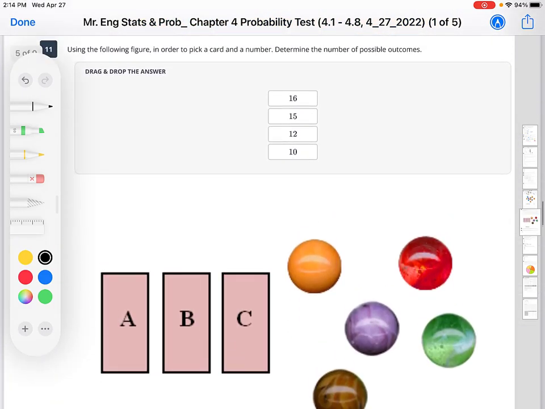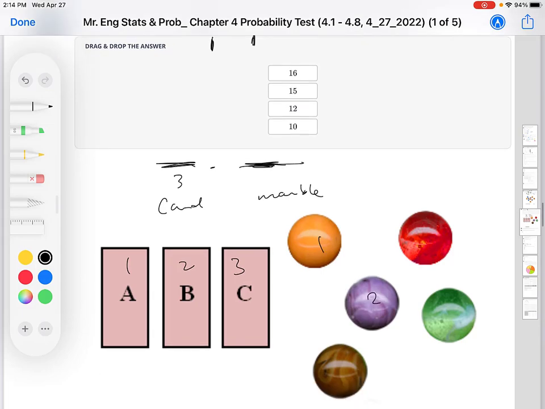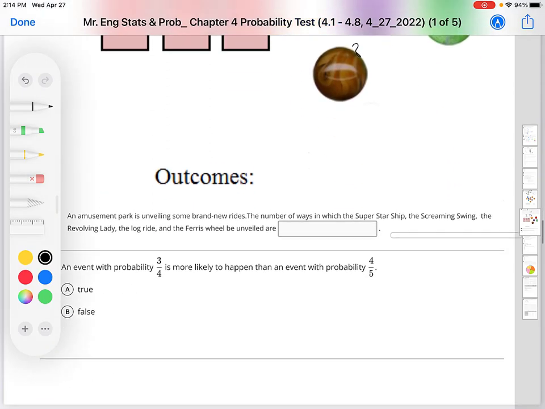All right, using the following figure in order, pick a card. So that's 1 card and a number, so 1. So this is where I'm talking about using those spaces. So picking a card, there are 3 letters, right? And then the marble. There are 1, 2, 3, 4, 5. So 3 times 5 gives us 15. There are 15 different outcomes that we can choose from. Okay.